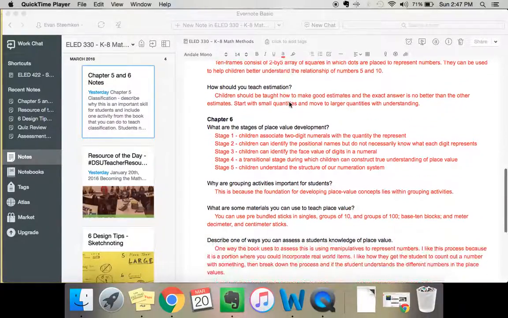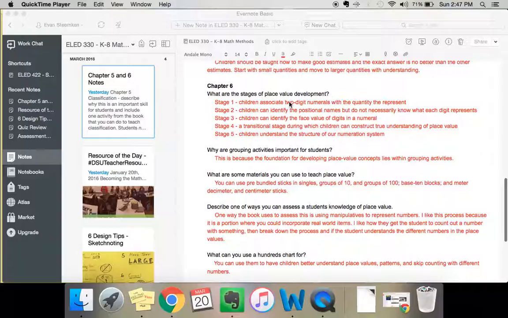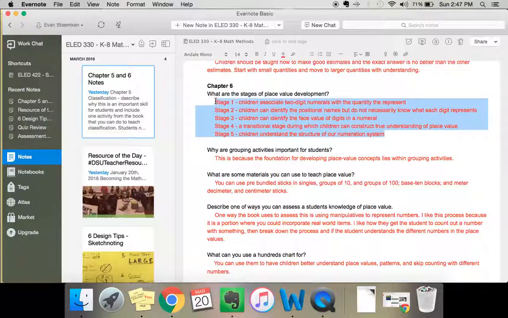counting. For chapter 6, it really focused on place value. And then it started off with the 5 different stages of place value development, as you can see on the screen where I just highlighted.